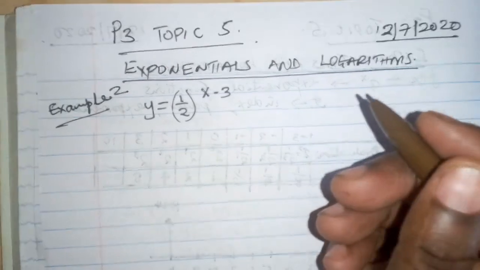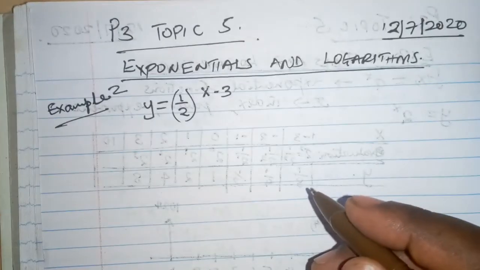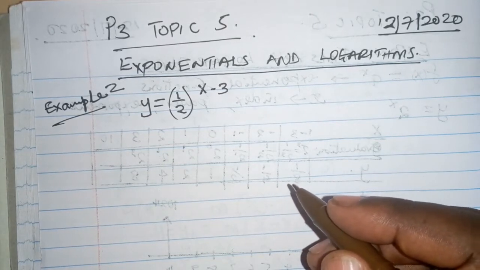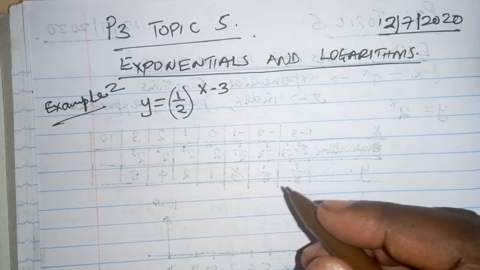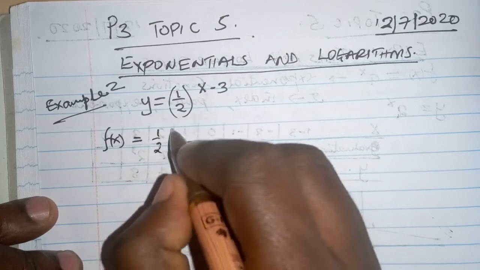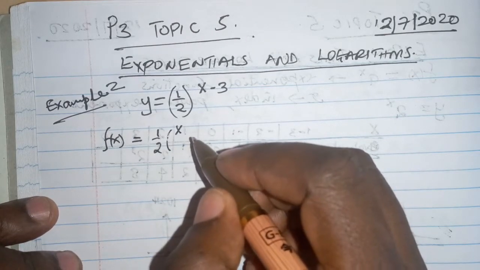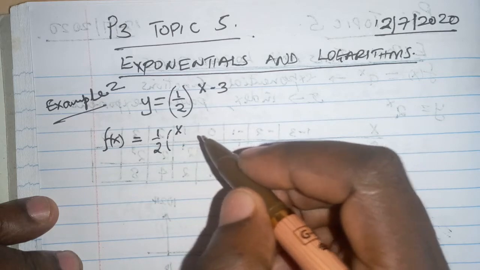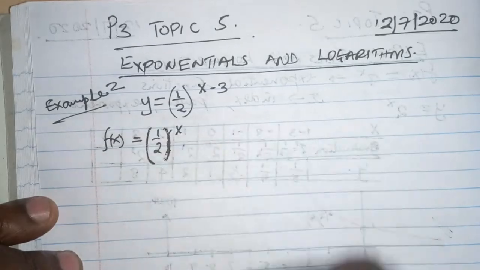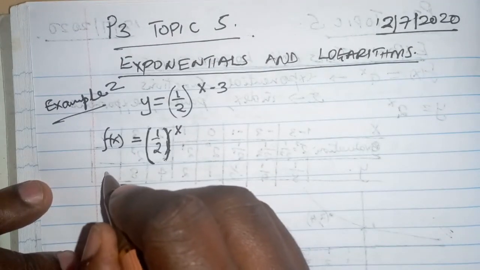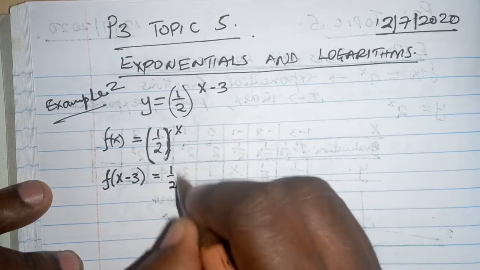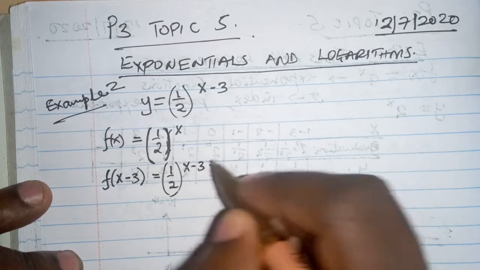I want to explain this question in two approaches. Number one, I would want to say that if f(x) is equal to a half raised to power x, it follows therefore that f(x minus 3) is equal to a half raised to power x minus 3.